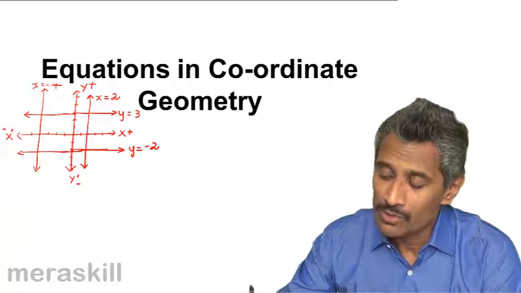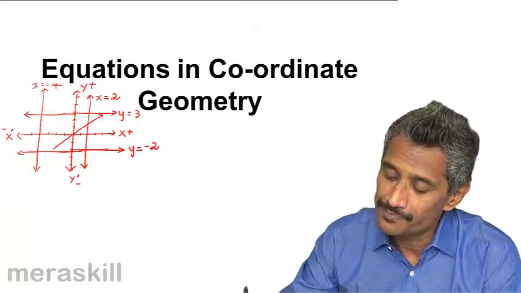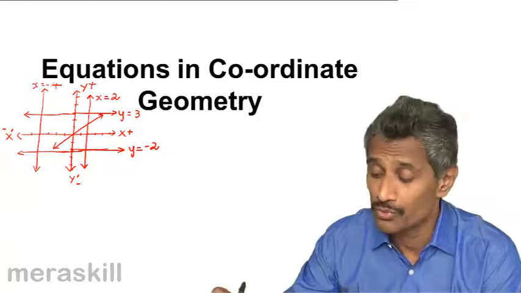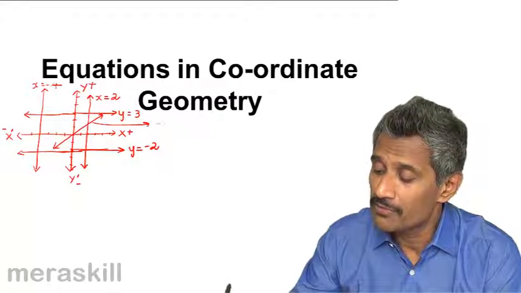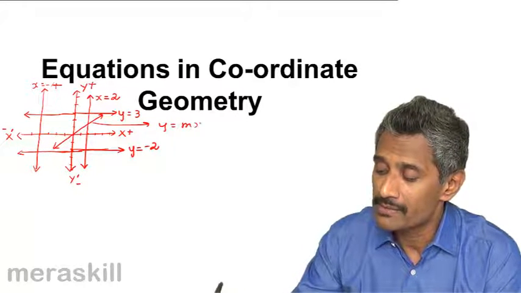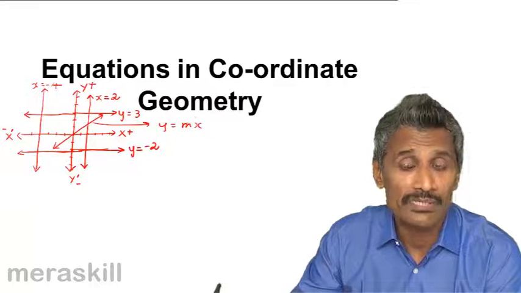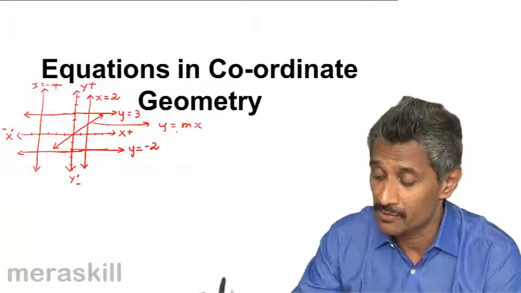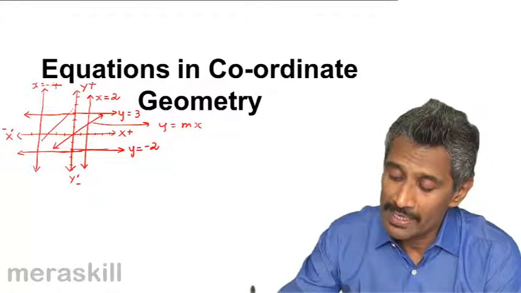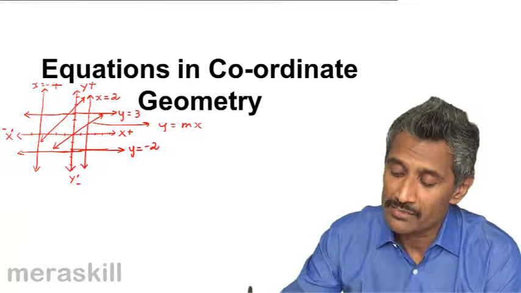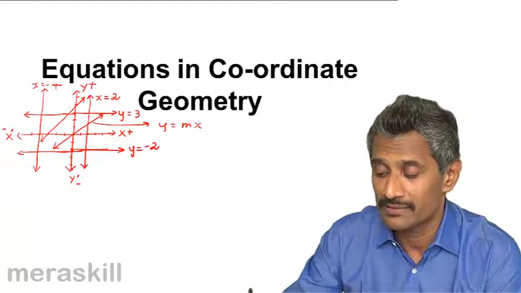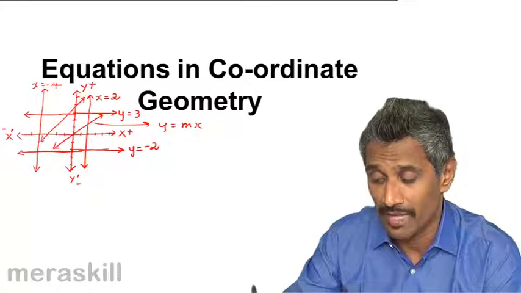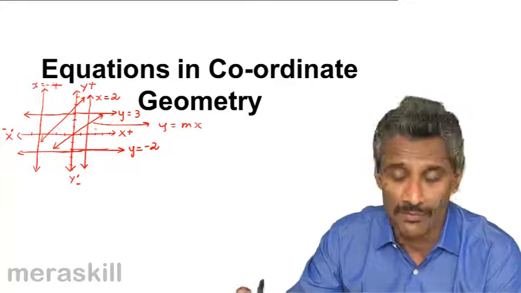Of course, there are also lines like these which are passing through the origin. They will be of the form y is equal to mx, where m is the slope of the line. We will understand how to find the slope. There are also lines like these which intersect both the x-axis and y-axis. The same line could have equations in various forms.